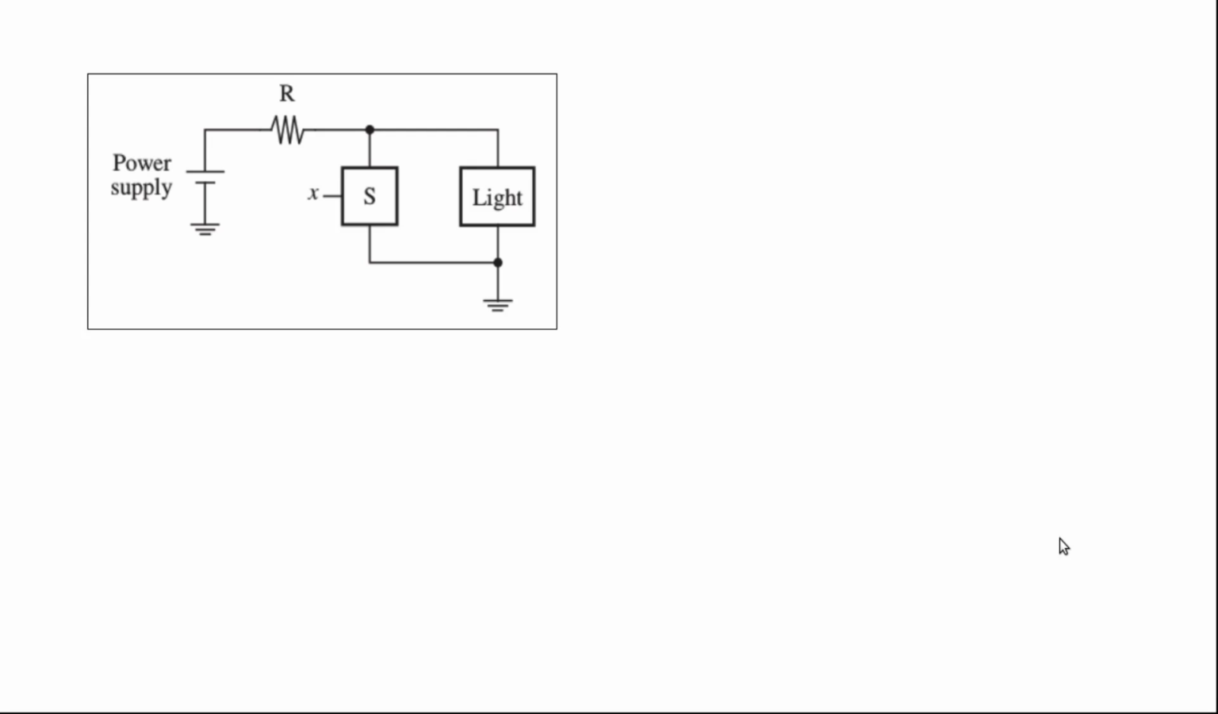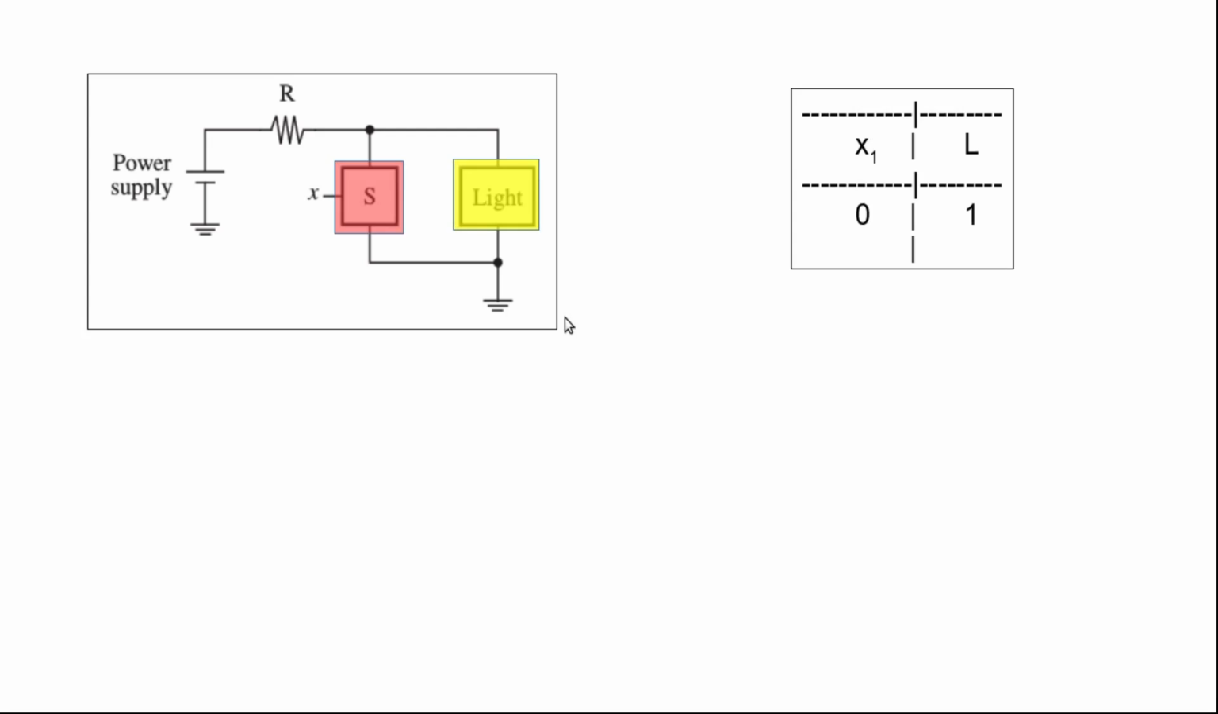And let us look at the next circuit here. Here the switch and the light are connected in parallel. And let us now try to build the truth table for it. Now when the switch is off, this path is broken. However, we have a closed path here, and hence there will be flow of current and the light will be on. So when x is 0, the switch is off, our light will be glowing, so L will be equal to 1.